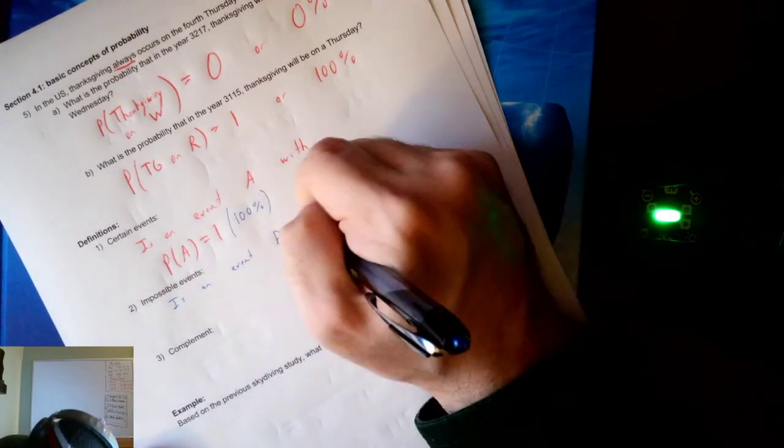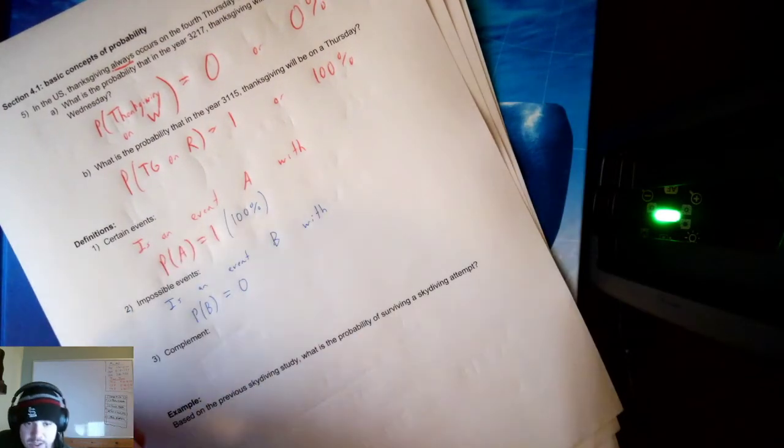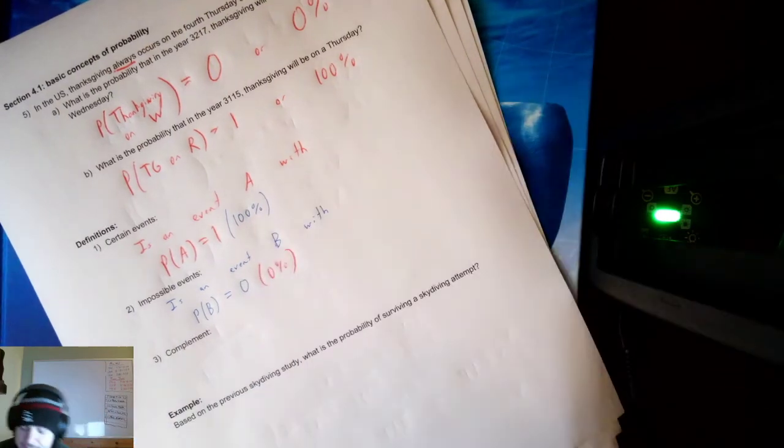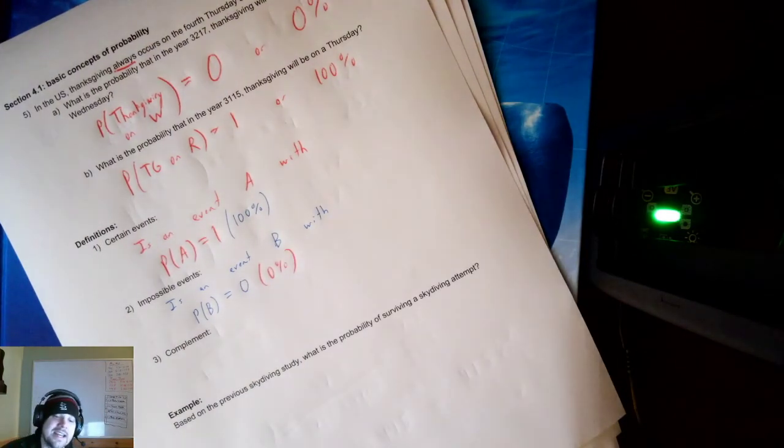So an impossible event is an event, let's say B, with the probability of B equal to 0, which as a percentage, remember 0 is the same as 0%. So an impossible event can never happen.